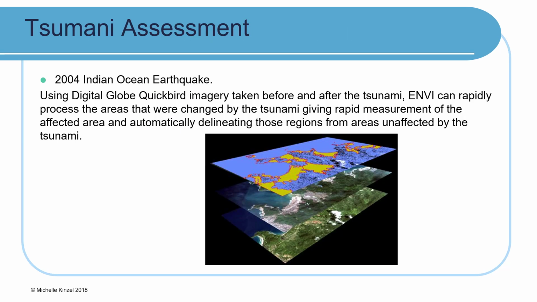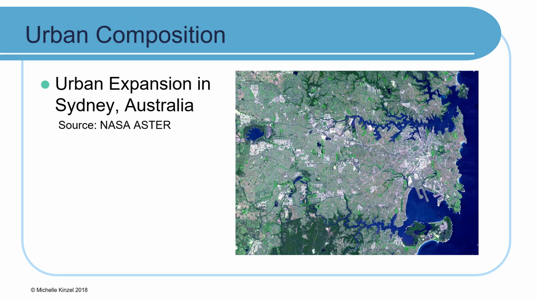Looking at tsunami assessment, this is digital globe QuickBird imagery related to the 2004 Indian Ocean earthquake, and it was taken before and after the tsunami. ENVI software was used to process the areas that were changed by the tsunami, giving rapid measurement of the affected area and automatically delineating those regions from areas that were unaffected by the tsunami.